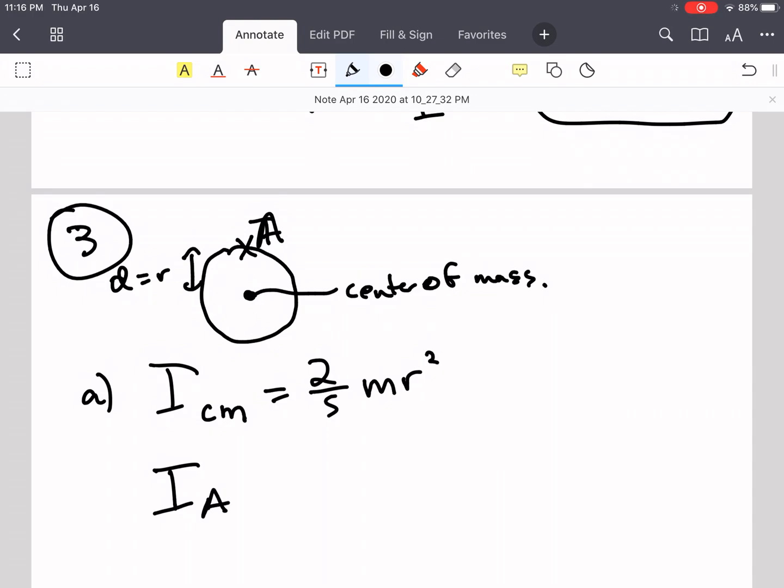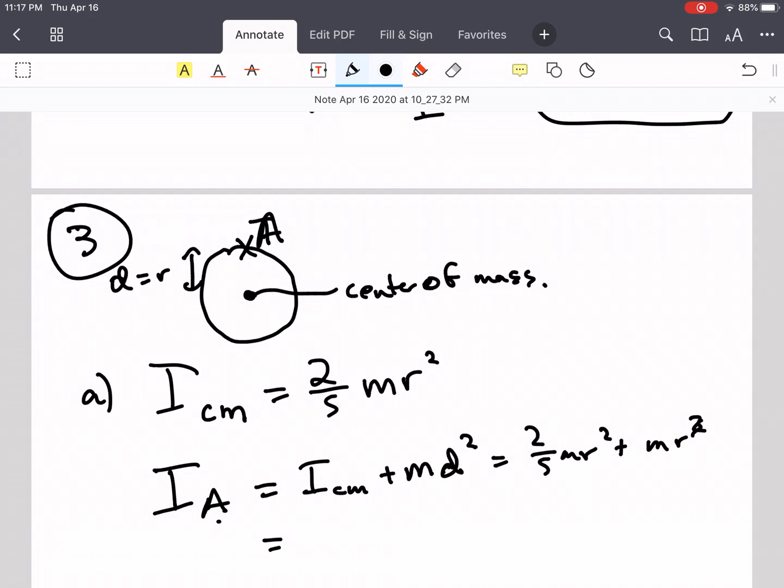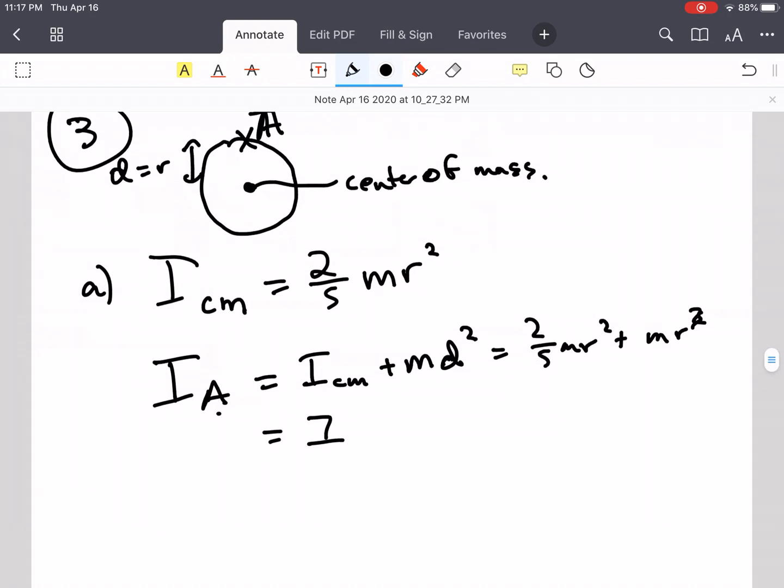Okay, so this is one of the examples where you're going to want to use that parallel axis theorem. The moment of inertia about a parallel axis A is the moment of inertia about the center of mass plus the mass times the distance between them squared. And remember, d is equal to r. So that's 2/5 mr squared plus 1 mr squared. Or in other words, the moment of inertia is 7/5 mr squared.